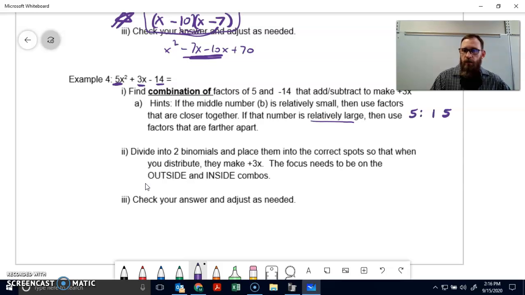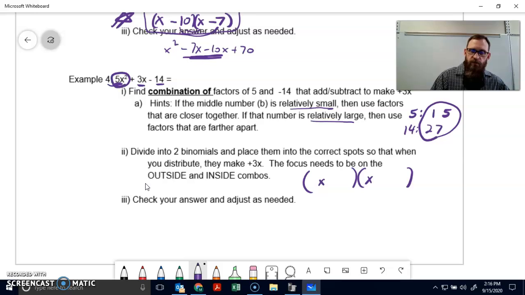It's prime. Factors of 14. 1 and 14, but those aren't close together. And we just said that this is relatively small, so we want ones that are close together. So I'm going to use 2 and 7. So here's the combination that I want to use. So let's put this into parentheses. Now it's no longer just x and x, because look at the first term. The first term has to be 5x squared. So 5x times x makes 5x squared. There's my 5 and 1. 5 and an unseen 1 right here.